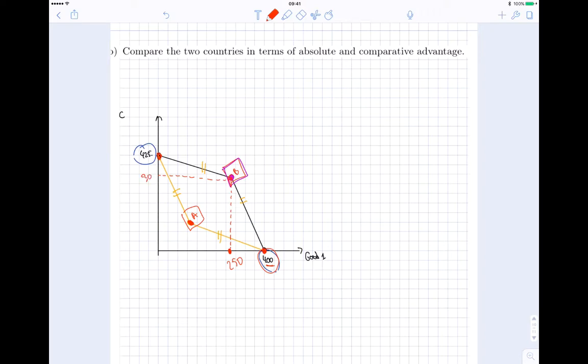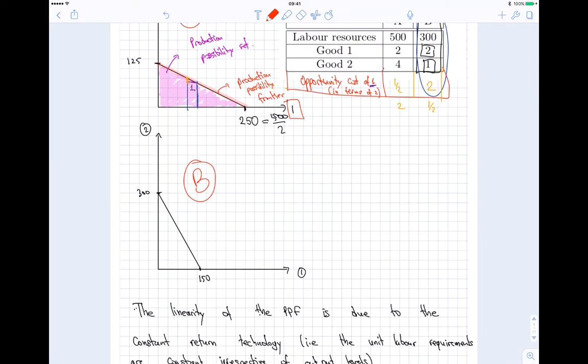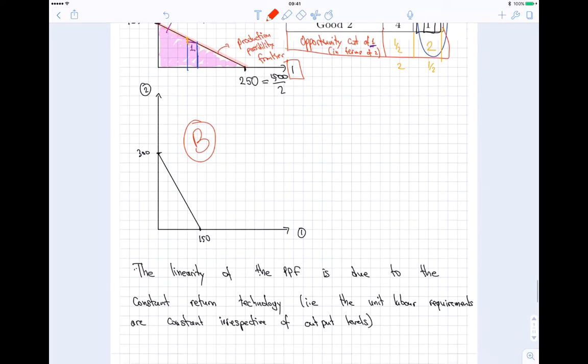250 and then 300. How can we check this? Well, let's check the difference between these two. 150. Is this 150? Yes, it is, right? So we're on the right track there.